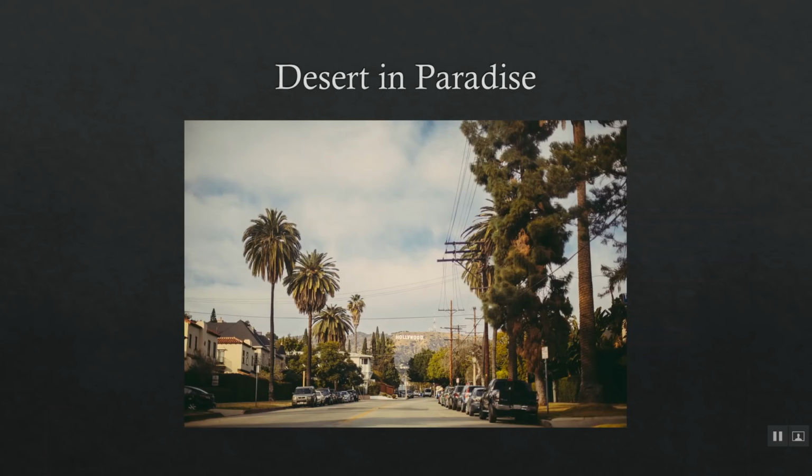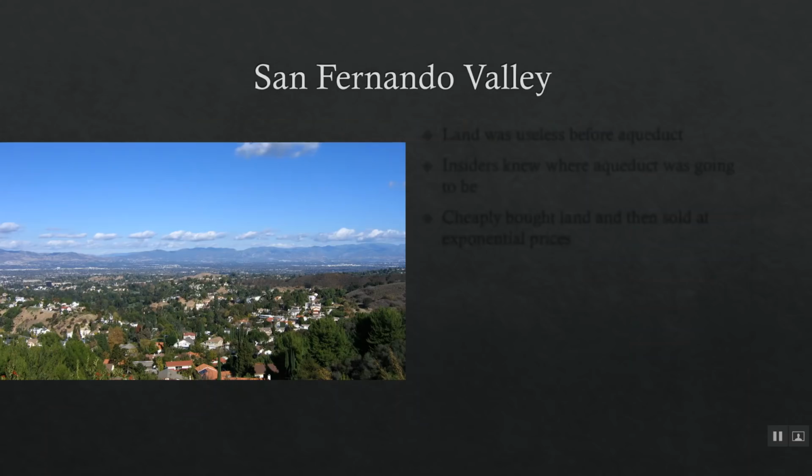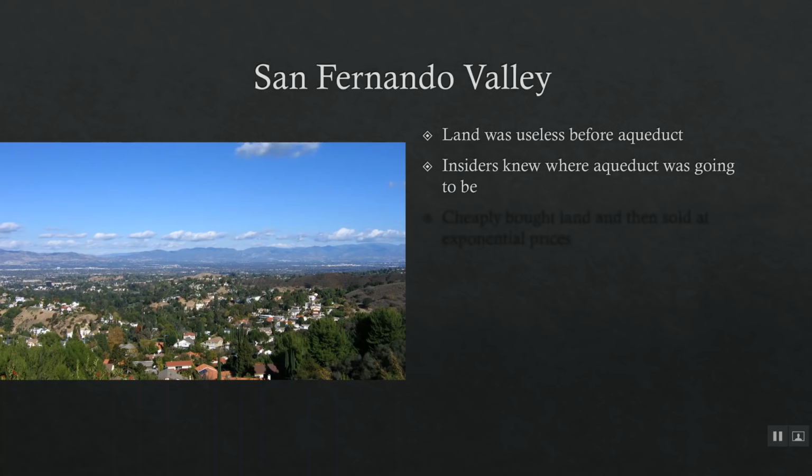At the same time, the adjacent San Fernando Valley, before the aqueduct, that land was useless. There was no water there, so there was really nothing there. And insiders and wealthy people in LA who were connected to Mulholland and knew what was going on, knew where the aqueduct was going to be. And so they cheaply bought up a bunch of land there and then sold it at exponential prices. They made an incredible amount of money.